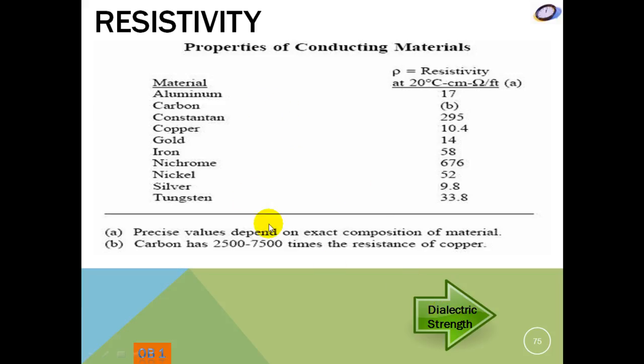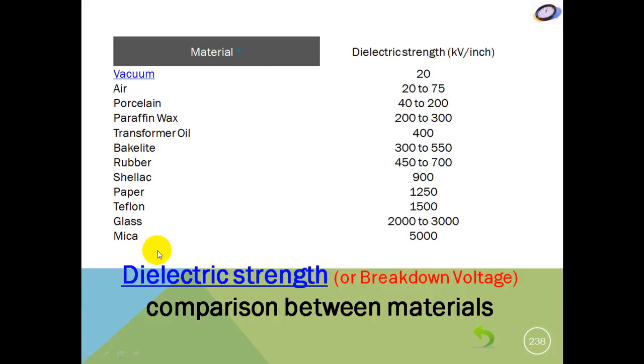Let me click over on dielectric strength. This talks about some of the insulators that we'll use. And you can see vacuum is a good insulator. But these are dielectric strengths, meaning that even though these are good insulators, they will break down given enough high voltage. So here, this is kilovolts per inch. So if you look, air, 20 kV per inch, you'll start breaking down and you'll arc across the insulating material.